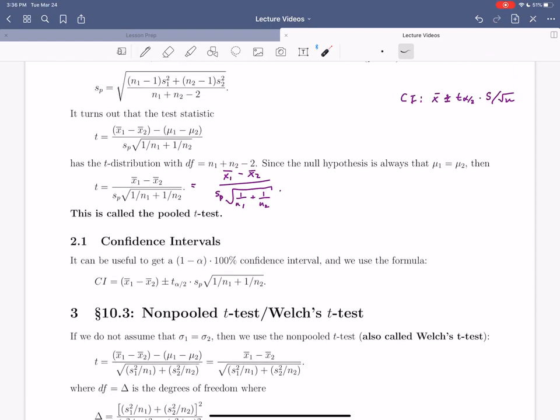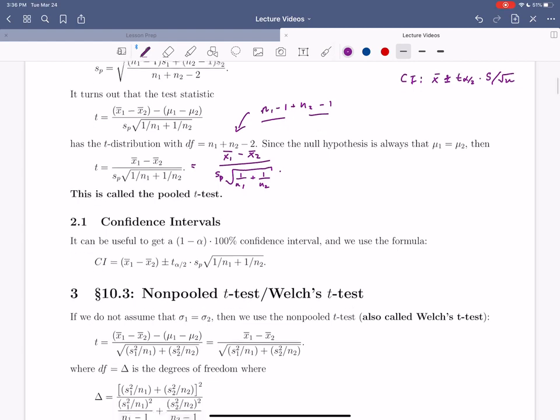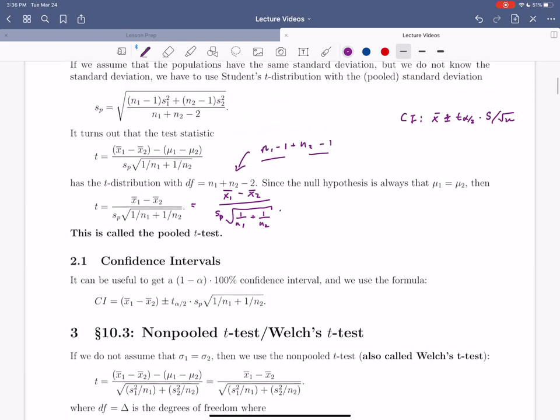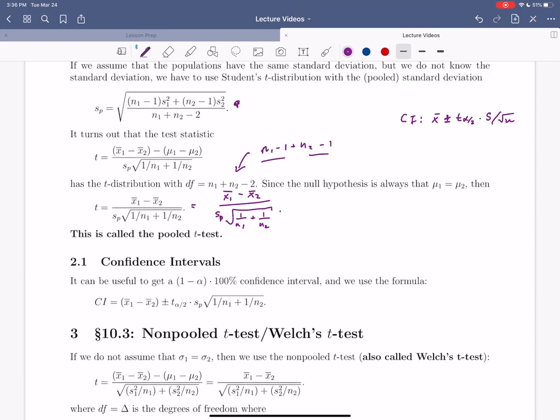So before, I should have emphasized this, our degrees of freedom is going to be the sum of the degrees of freedom of the two samples. So if you take n1 minus 1 plus n2 minus 1, that's the degrees of freedom of each of the samples. And if you add those up, you end up with n1 plus n2 minus 2. So the degrees of freedom is straightforward for the pooled t-test, but the pooled standard deviation is kind of a mess. So that part's harder.